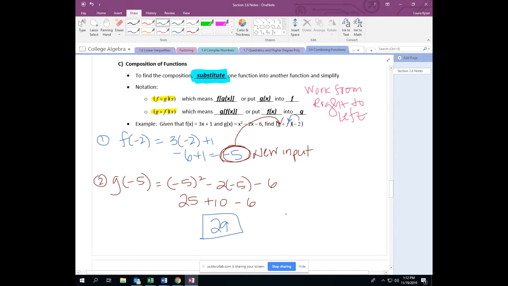There is no additional operation to do like when we had the algebra of functions. Whatever you get for your final output is your final answer. So you're inputting from right to left, and these things are building on each other.